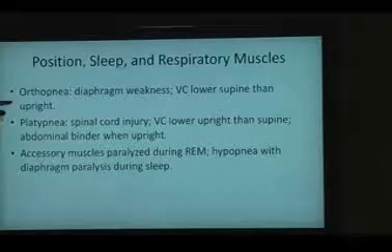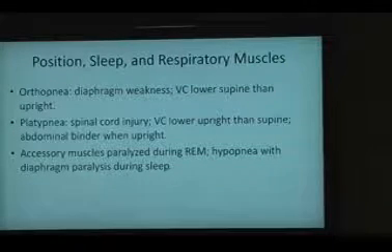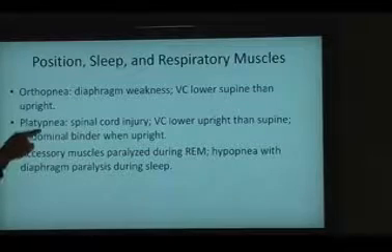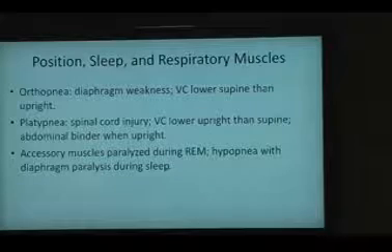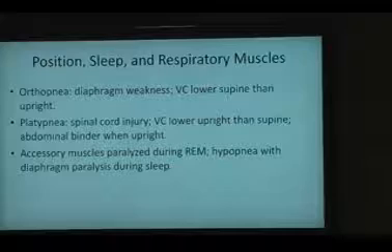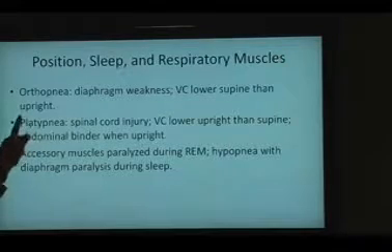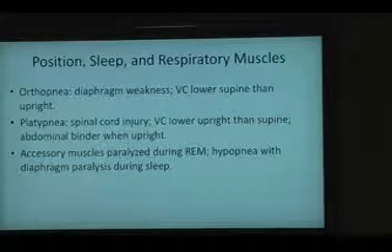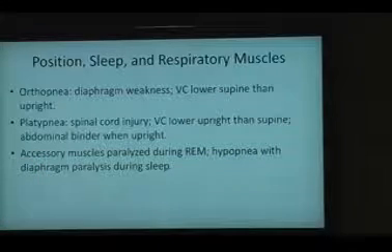The opposite of orthopnea is platypnea, which I always have a hard time getting through my mouth. Platypnea is difficulty breathing when upright. It's the opposite of orthopnea. Did I get it right that time? Yes, that time you got it right.